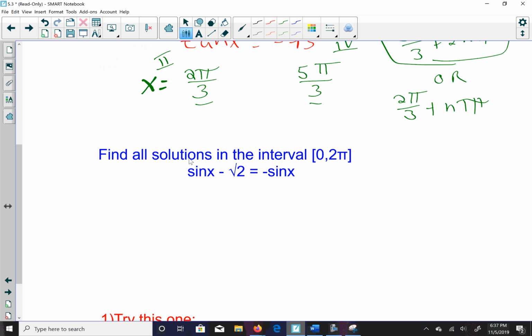Now the next one gives us an interval. This is saying find all the solutions on the interval from 0 to 2 pi. And this is actually a typo. I think it's right on your sheet. This should be a parenthesis here, because I'm only going to go from 0 to 2 pi. I don't necessarily have to write 2 pi again.